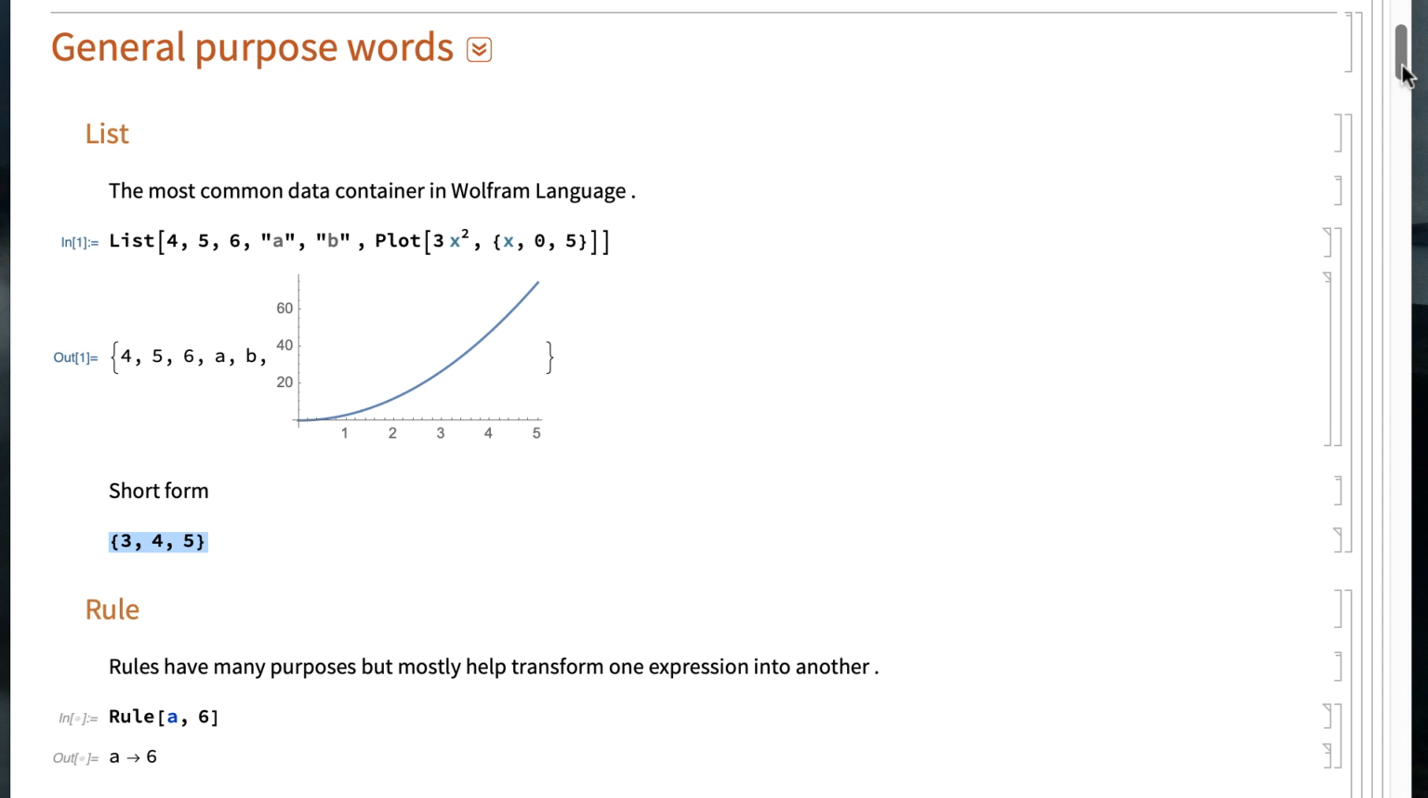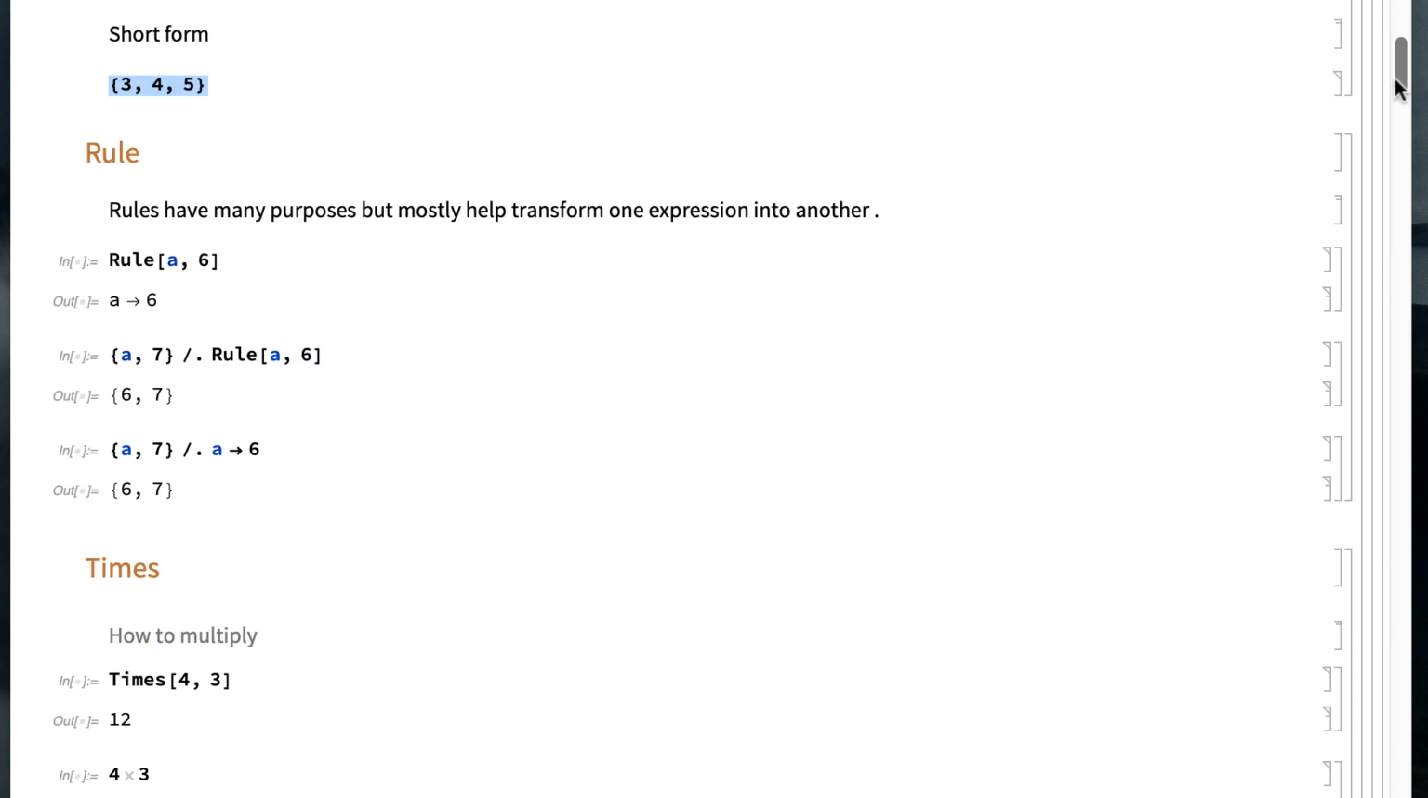Your friend, Rule. The rule has many purposes in the Wolfram Language. Usually it's to help transform one expression into another, but there are other purposes for it. And again, we're going to write it this way to begin with. We're going to write it with the head Rule, followed by what we want to plug in for, and then the second argument is going to be what value to give when we plug it in.